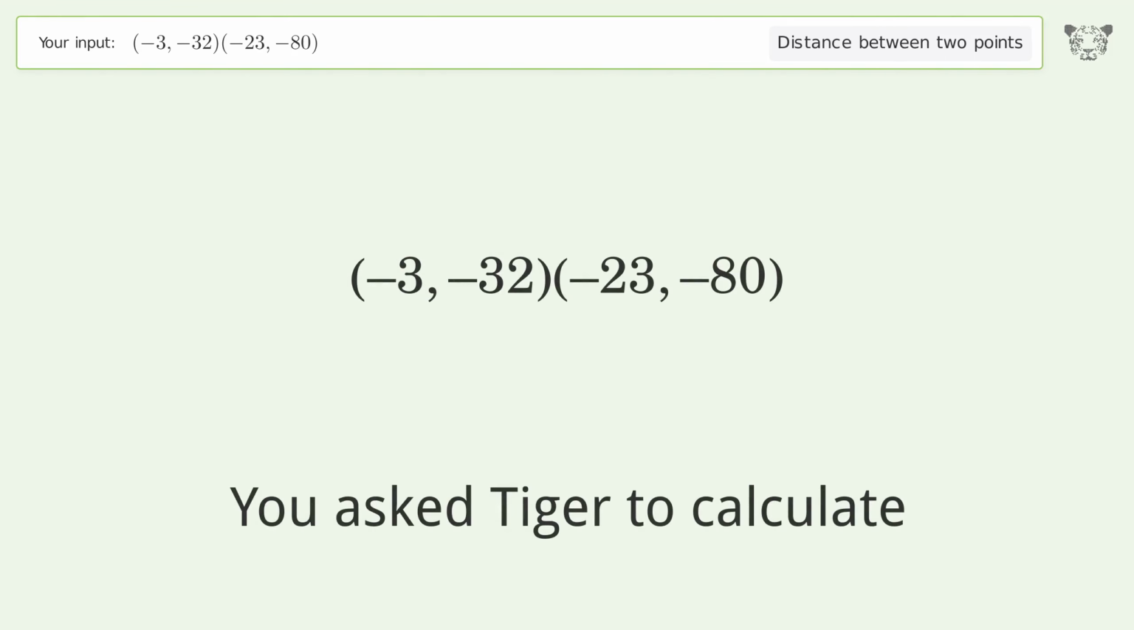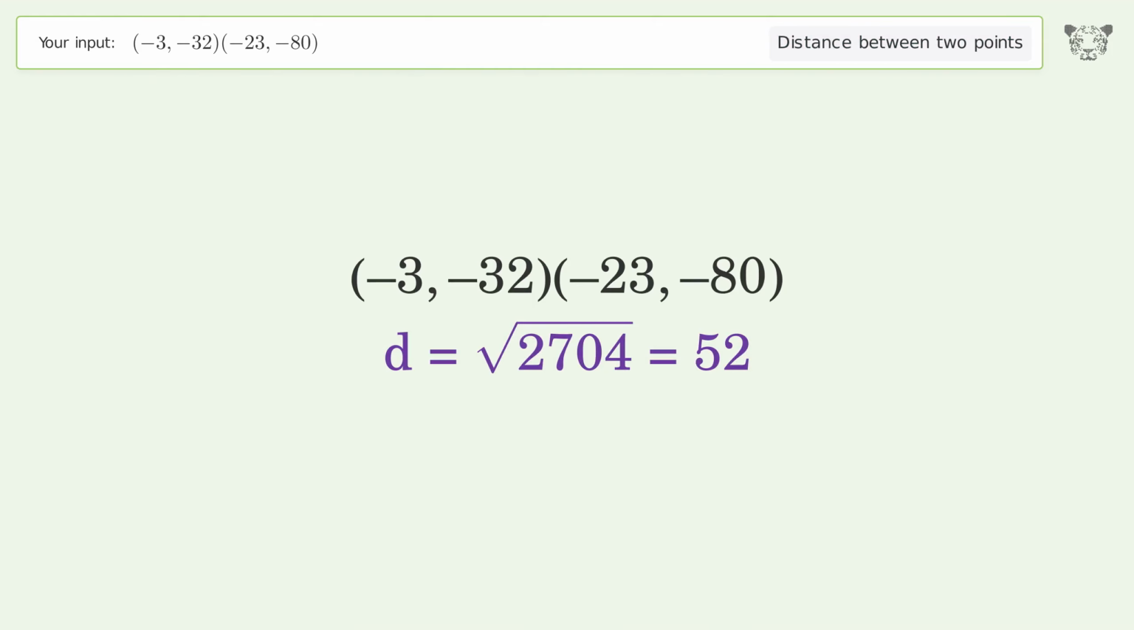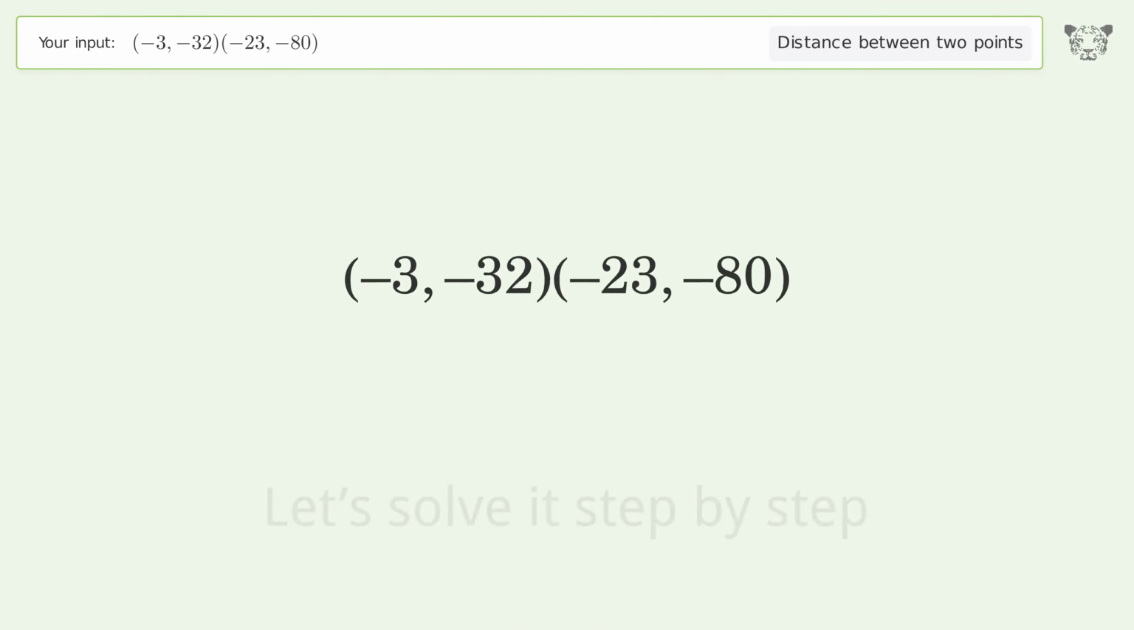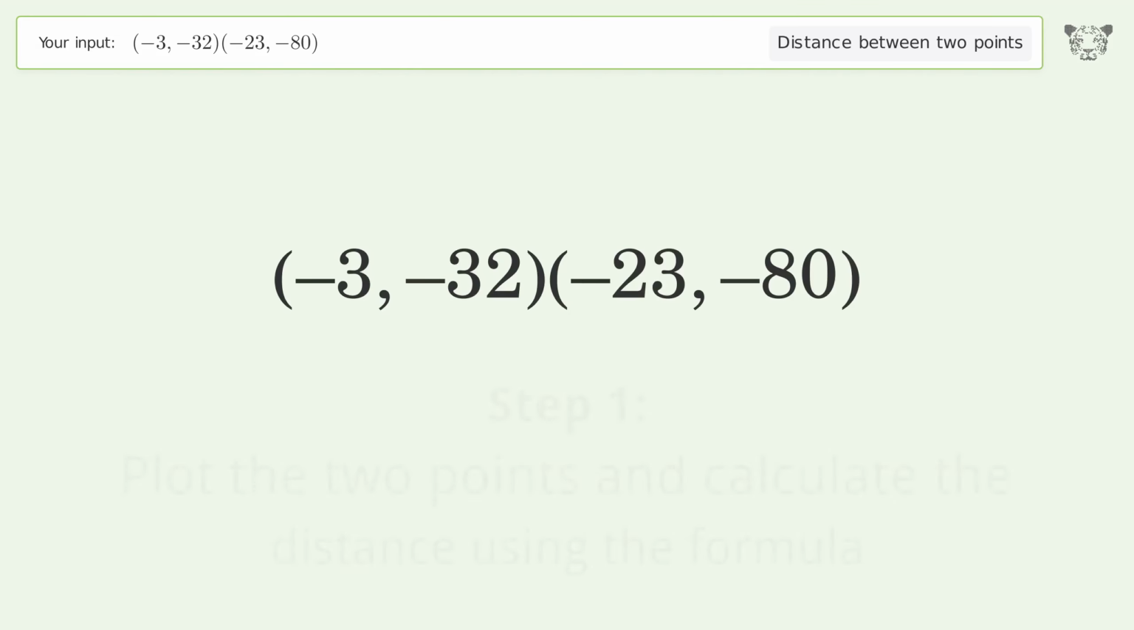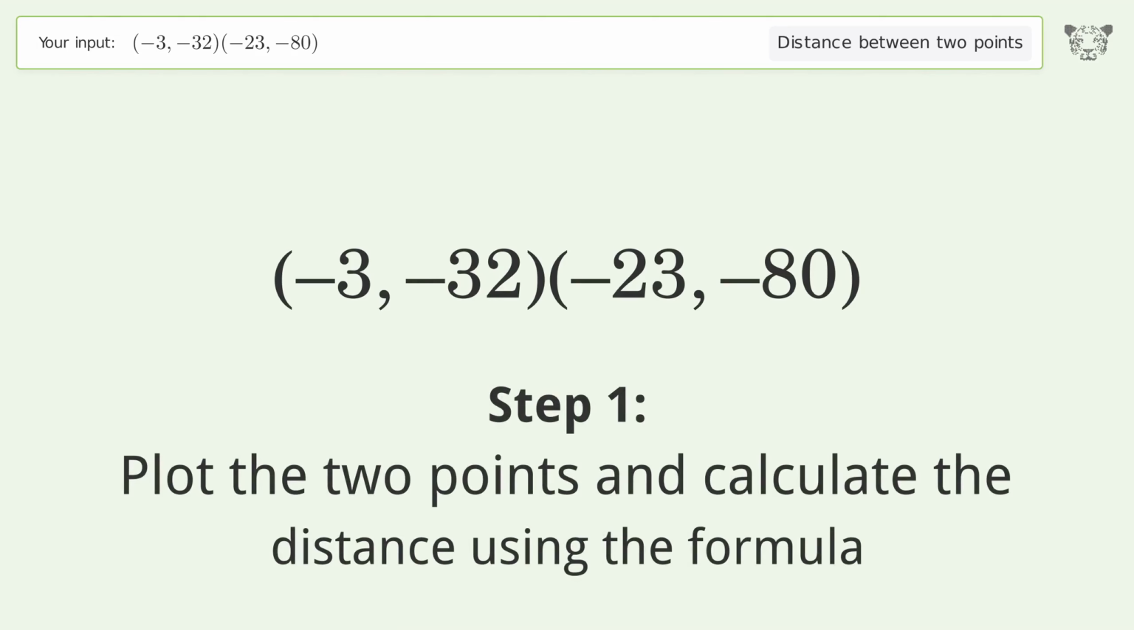You ask Tiger to calculate. This deals with the distance between 2 points. The distance between the 2 points is the square root of 2,704, or 52. Let's solve it step by step. Plot the 2 points and calculate the distance using the formula.